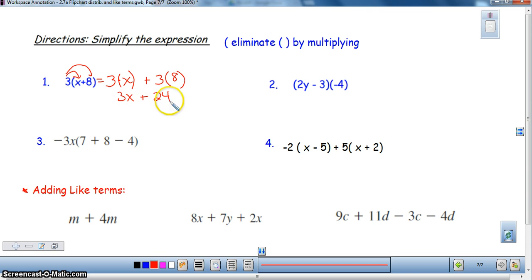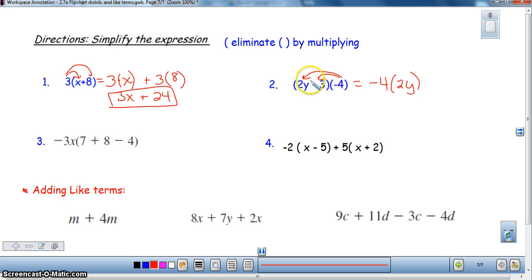No, this one has an x. This is our constant. 3x plus 24, eliminated the parenthesis. It is simplified. 2y minus 3 times negative 4. Does it matter if what's being multiplied is behind it? No. You can put it in front if you would prefer, or you can simply think, I have to distribute the negative 4. I'm going to take it times 2y.